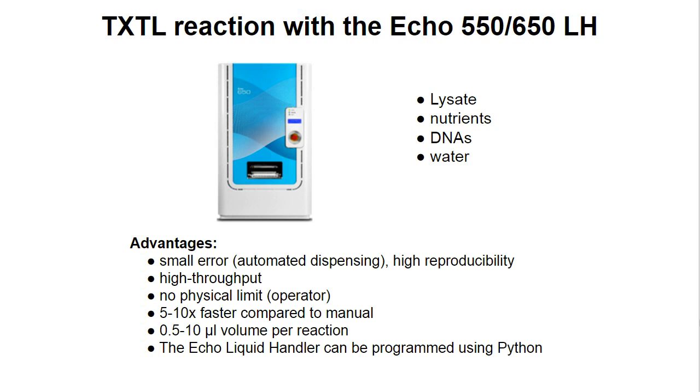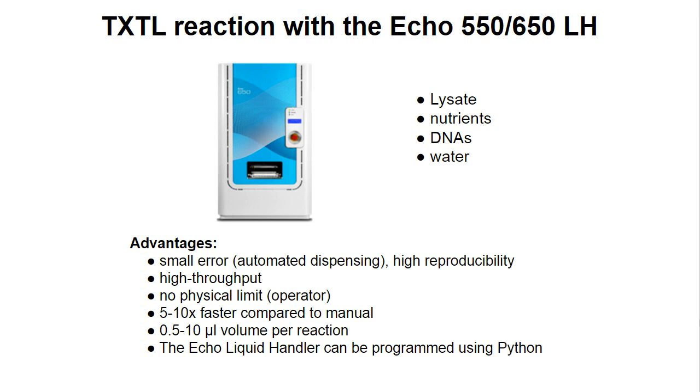So since the dispensing is automatic and it's a robot, the errors are small. And again, it's a robot. Everything happens the same way. If you program it, it's going to work the same way. So it's highly reproducible. It's designed to be high throughput.